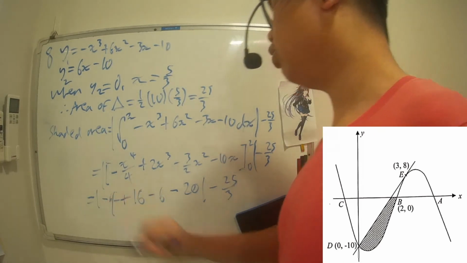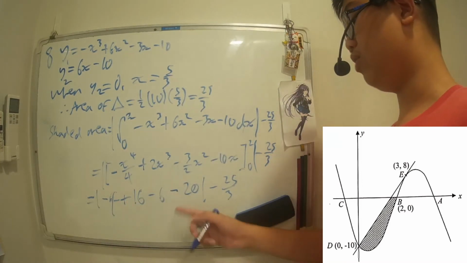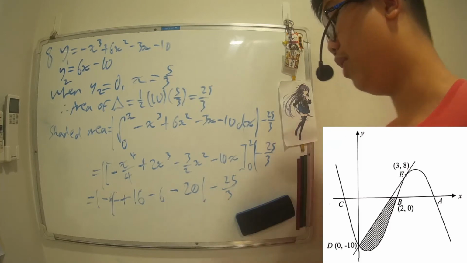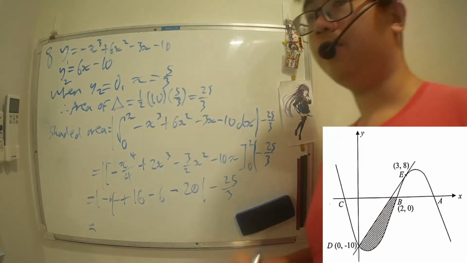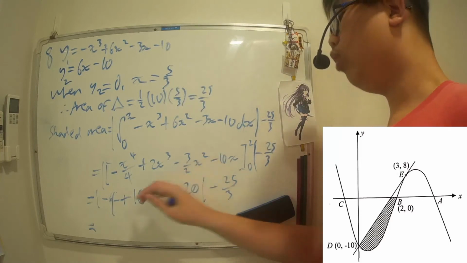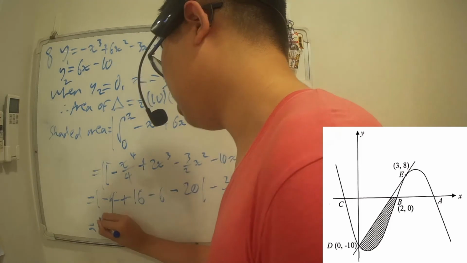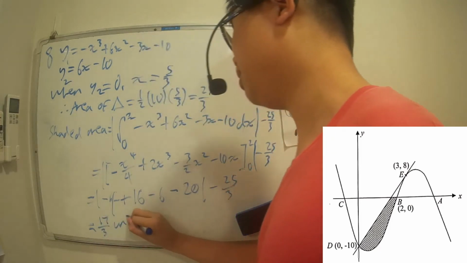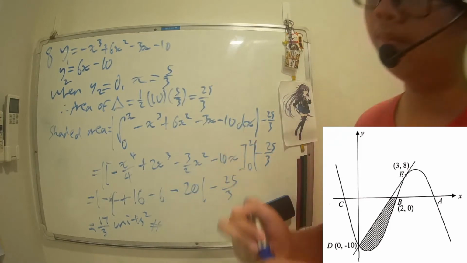Okay, so this is minus 4 plus 16, this is 12. Then minus 6 minus 20. Okay, there's 6 minus 20, negative 14. Modulus is 14. So 14 minus 25 over 3. Okay, and then this is 42 over 3. So this one must be 42 minus 25 is 17 over 3. Okay, 17 over 3 square units. Sorry about that little mistake earlier.